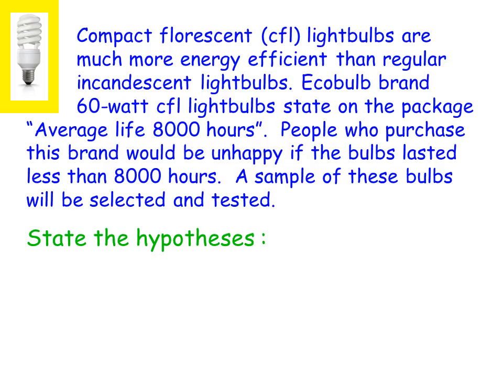Compact fluorescent light bulbs are much more energy efficient than regular incandescent light bulbs. EcoBulb brand 60-watt light bulb states on the package the average life is 8,000 hours. People who purchase this brand would be unhappy if the bulbs lasted less than 8,000 hours. A sample of these bulbs will be selected and tested.